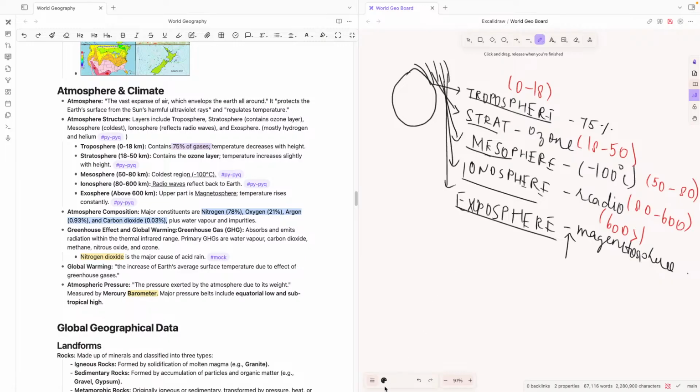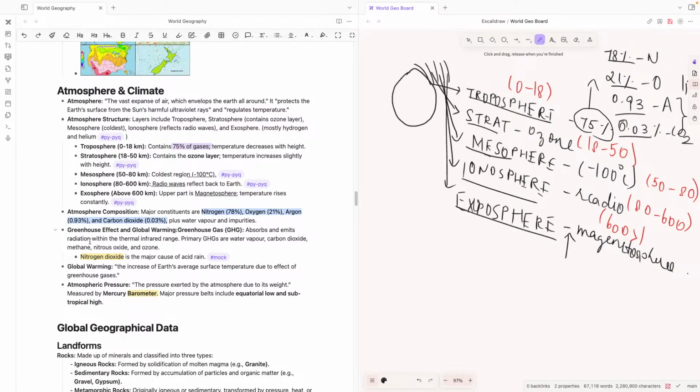Okay. And then we're going to see the atmospheric composition. What is the atmosphere composed of? We saw that the troposphere has 75% of all the gases. So what are all the gases composed of? It is 78% nitrogen, 21% oxygen, 0.93% argon, and 0.03% carbon dioxide. So these are the divisions among the constituents of the atmosphere. Together the rest is around 1%, and 21% is oxygen and 78% is nitrogen.